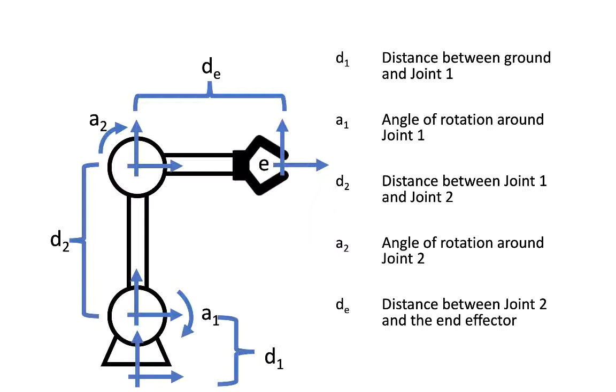So in order to define these, we need to define a bunch of variables. In this case, we have the two rotation variables, which are A1 and A2. And we also have some offsets. D1 is the distance between the ground coordinate system and the motor 1 coordinate system. D2 is the distance from the motor 1 coordinate system to the motor 2 coordinate system. And DE is the distance between the motor 2 coordinate system and the end effector. So hopefully you can see that, and let's do another example.